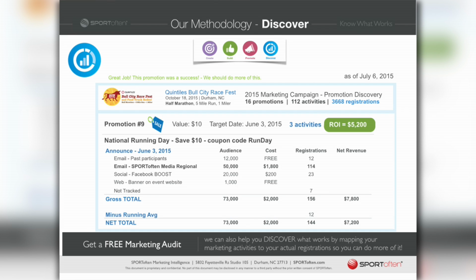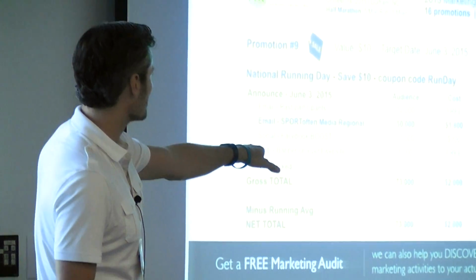Overall, this was a relatively inexpensive promotion. It had a fantastic ROI. We calculated your gross total registrations. For our purposes, we took the running average of the week, which was 12 people a day. So we subtracted that off to see what the net was from that promotion. And then we have a multiplier of what's the value. So the value per registrant is, I think in this case, it was something like a $70 fee minus $10 minus a $10 cost per participant. So it's like $50 of net revenue per registrant, so $7,200 of net revenue, $2,000 cost, and a $5,200 ROI.